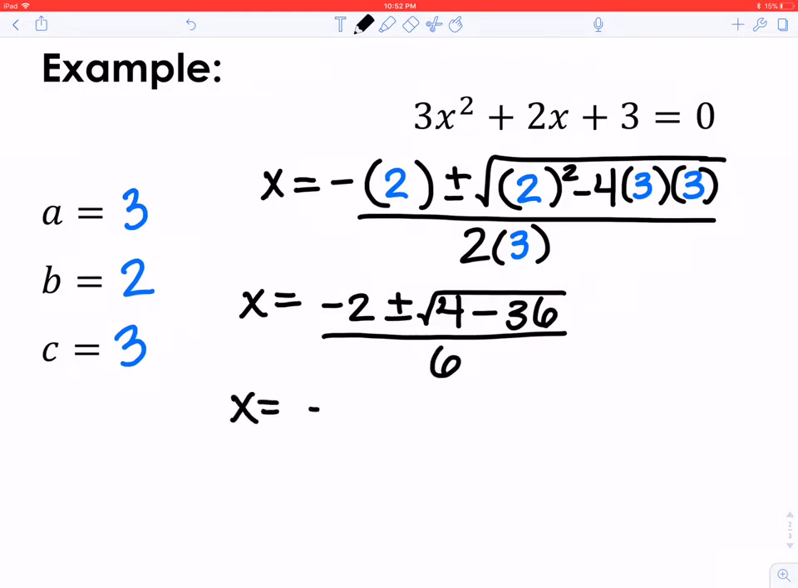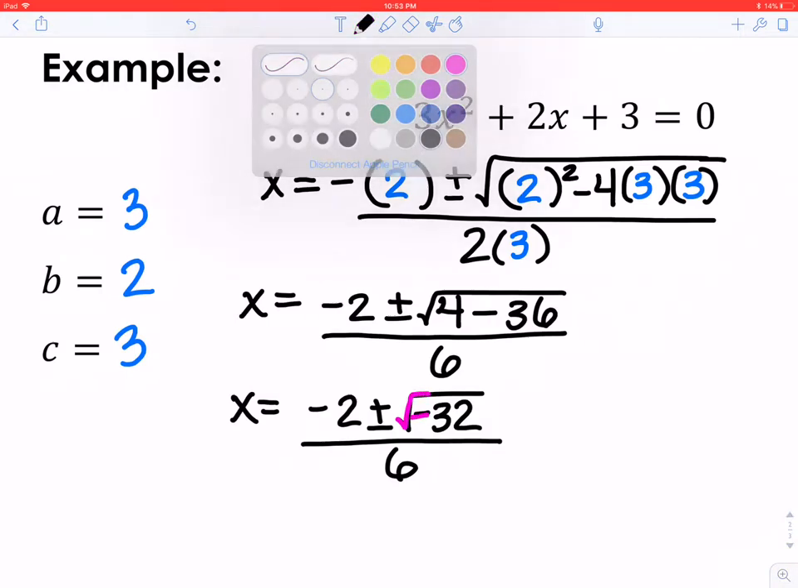So x equals negative 2 plus or minus the square root of negative 32, all divided by 6. And then we need to work on simplifying that radical. Remember, I have a separate video loaded if you need a workshop on simplifying radicals. But we first see that negative means no real solution, so we have an imaginary solution. So we'll extract that negative from our square root.